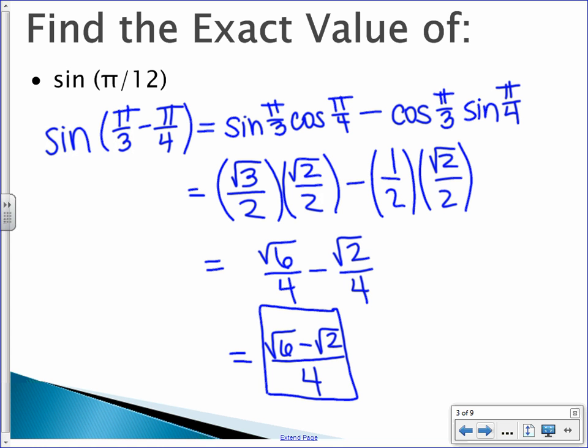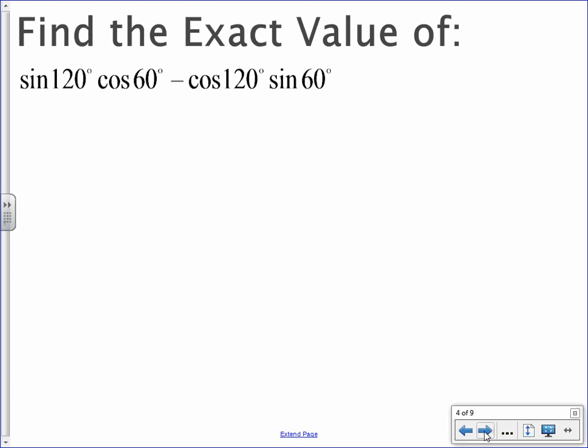Questions? In your homework, you will have some problems where they will tell you which angles they want you to use. There will be some problems where you will have to come up with the angles you need to add or subtract to get the angle they're asking you to evaluate. Okay.